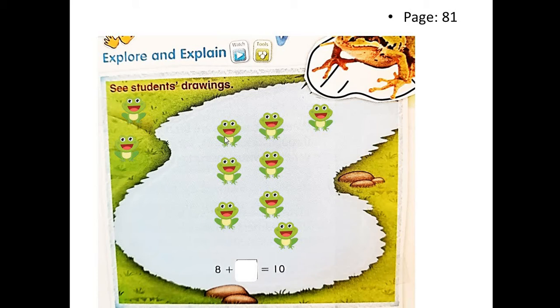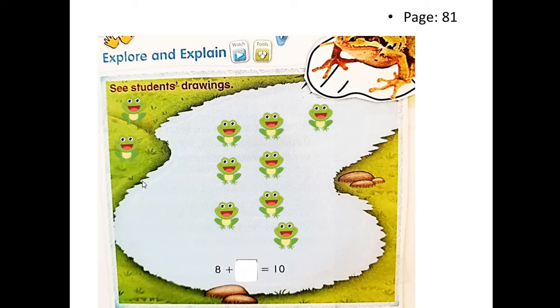1, 2, 3, 4, 5, 6, 7, and 8. We have 8 frogs here, right? So we write here 8. Okay, what about these two ones?